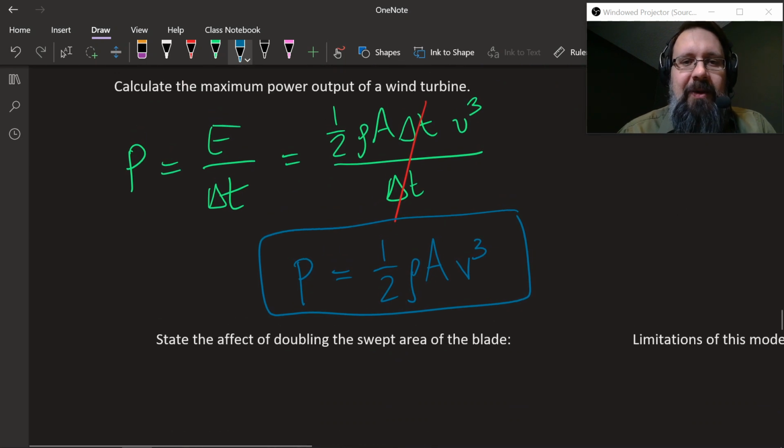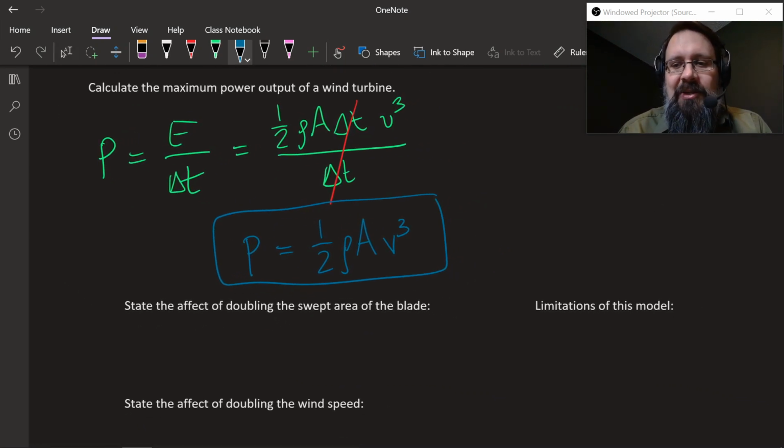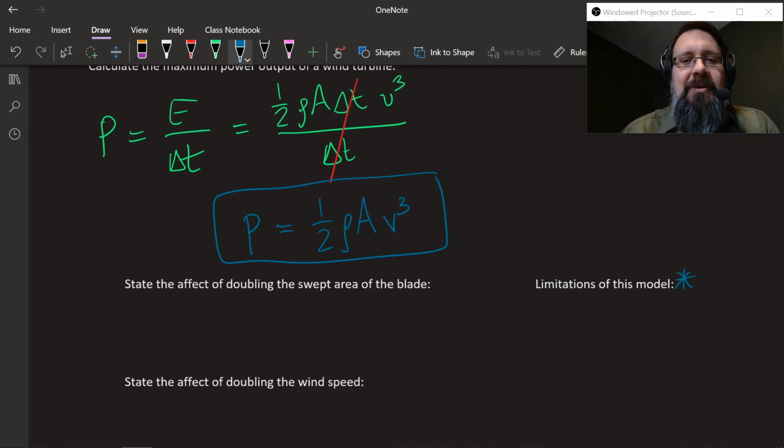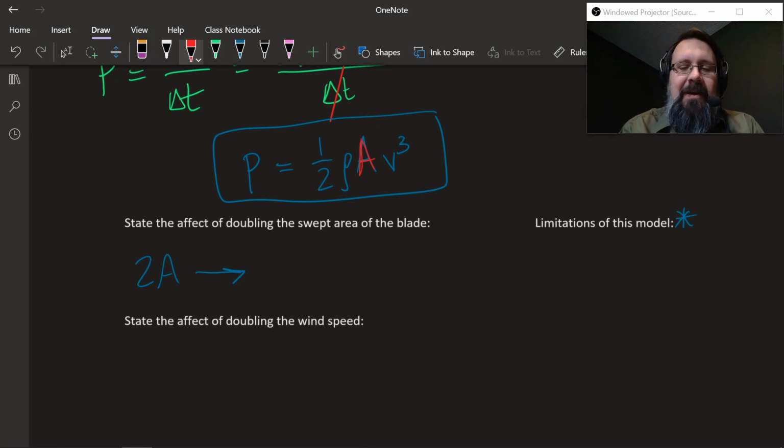All right, now this is a theoretical model. This is not at all going to be realistic. We'll talk about the limitations in a second. But for now, just looking at this relationship, what happens if we double the area? If you double the area, what will that do to the power? If we multiply the area by 2, what effect will that have on the power?